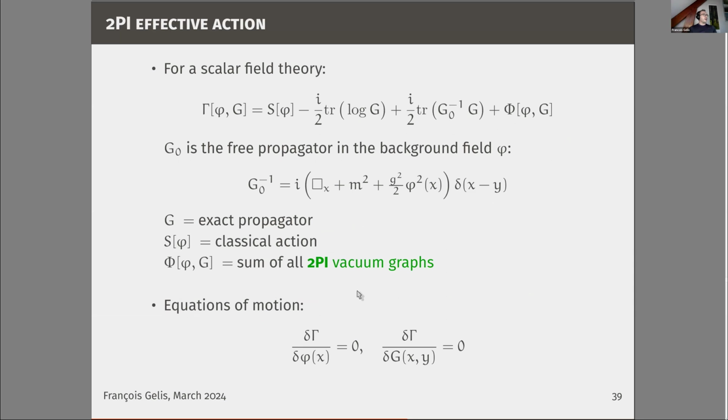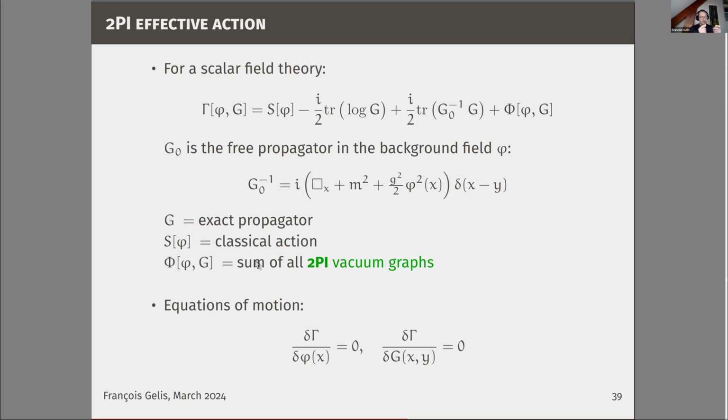So the 2PI quantum effective action for a scalar field theory takes this form. It's a sum of several terms. You have the classical action, S of phi. You have a one loop term, which is just a trace of the logarithm of the propagator. You have another term which involves this G0 inverse. I will tell you in a second what this is. And then you have Phi, which is a sum of all vacuum graphs which are two particle irreducible and built with phi and the exact propagator G.